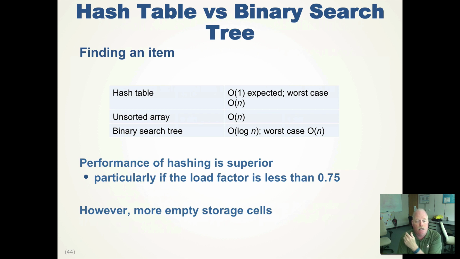Unsorted array, again, linear search, big O of n. Binary search tree is going to be log n if the tree is well built. If it's badly built, again, that's a linked list, big O of n. So the performance of a hash table is superior if the load factor is less than 0.75. However, you pay the price with empty storage, so you're sort of wasting space. You're using up more memory.